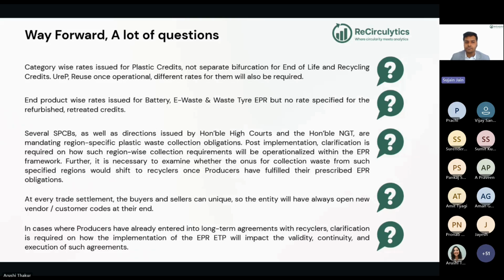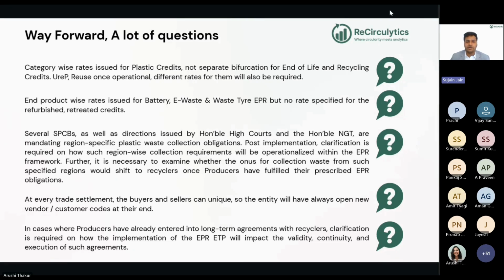Next slide, please. Okay, so now we have reached the end of the whole explanation. I hope I was helpful for you guys to understand what the whole exchange is about. But there are still a lot of open-ended questions for which a clarification or a notification or some sort of clarity is required.